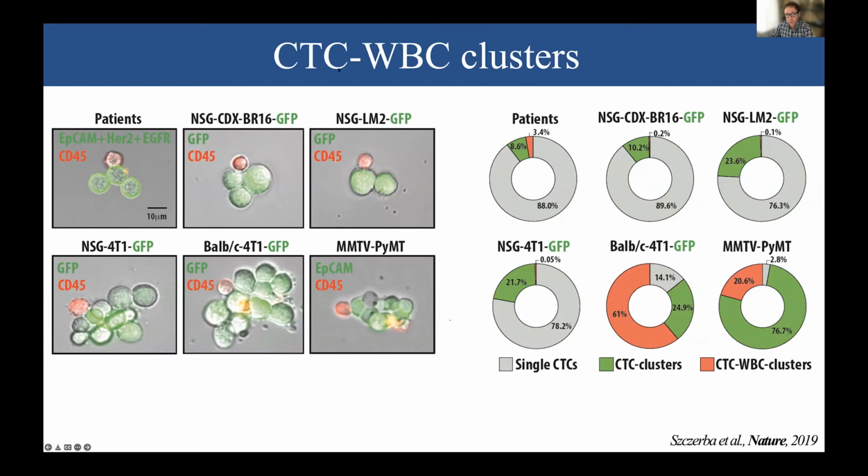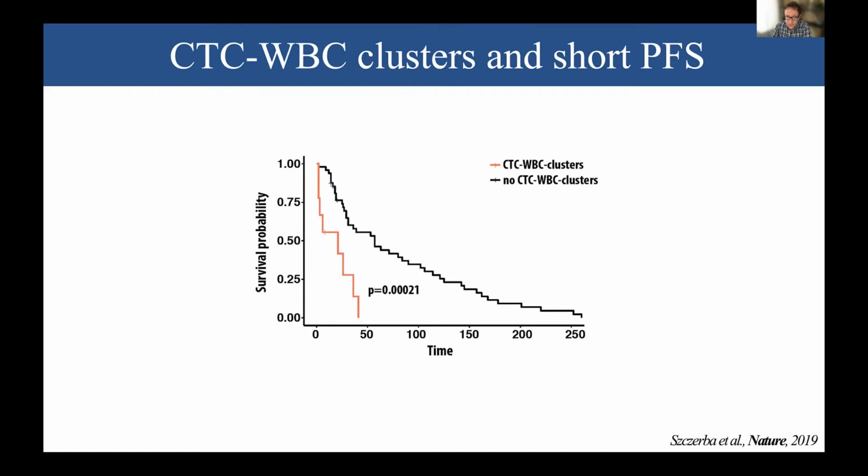We found what we now call CTC white blood cell clusters pretty much all the time. They are just coming at different frequencies. In patients, they represent 3% of the CTCs that we can find. In mouse models, they go from being extremely rare, like 0.1% in xenografts with LM2 cells, to being extremely prominent, like in syngeneic models. We still don't know what leads to these differences in abundance, but we are trying to figure it out. What we do know, though, is that if you look at patients, those that have CTC white blood cell clusters are doing a lot worse than those that don't have them.